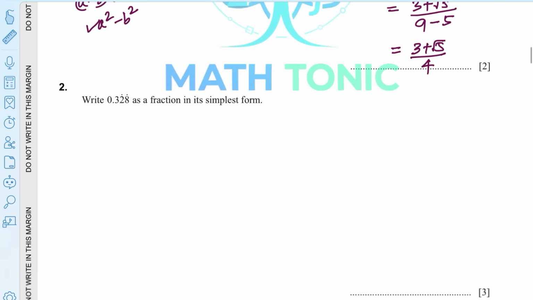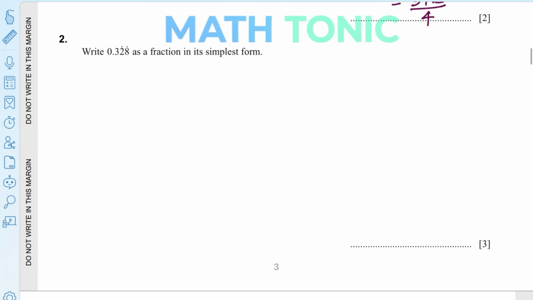Okay, next. Question number 2. Question number 2 is a recurring decimal, and we have to write it as a fraction. Whenever any recurring decimal question is given, write the decimal as x. So we can say x equals 0.3282828, because these terms are repeating, right?